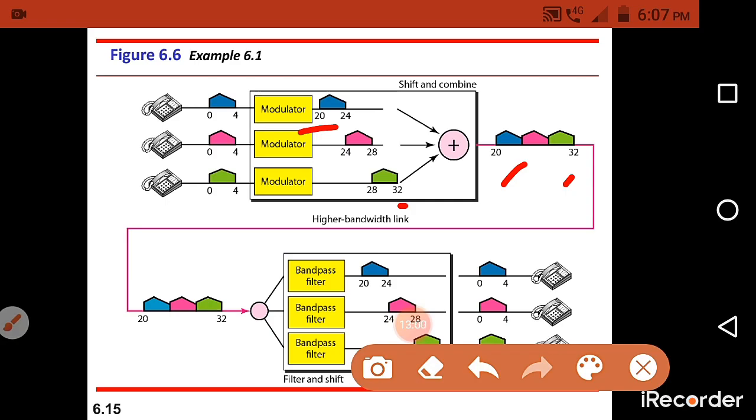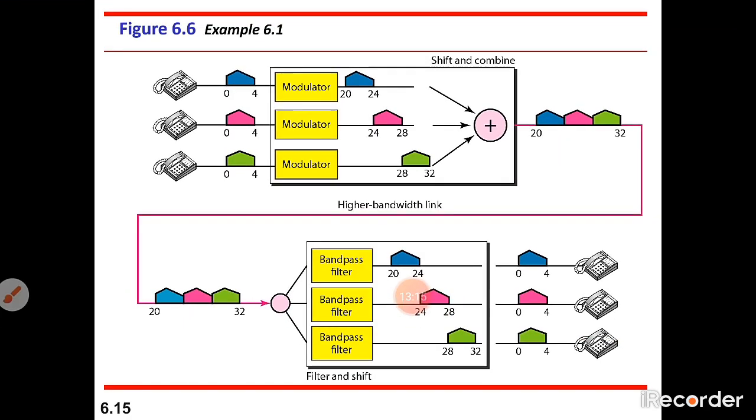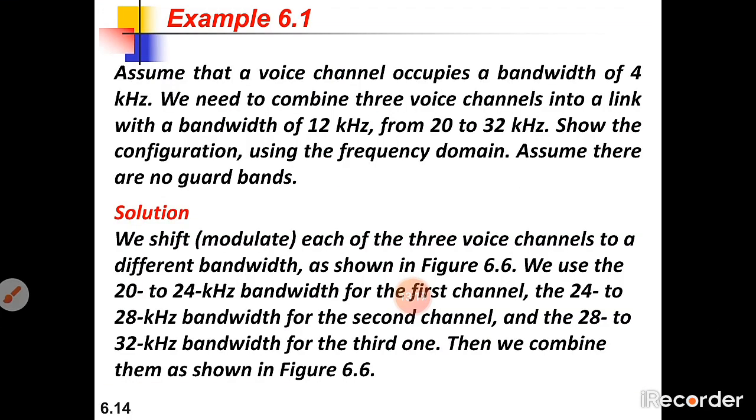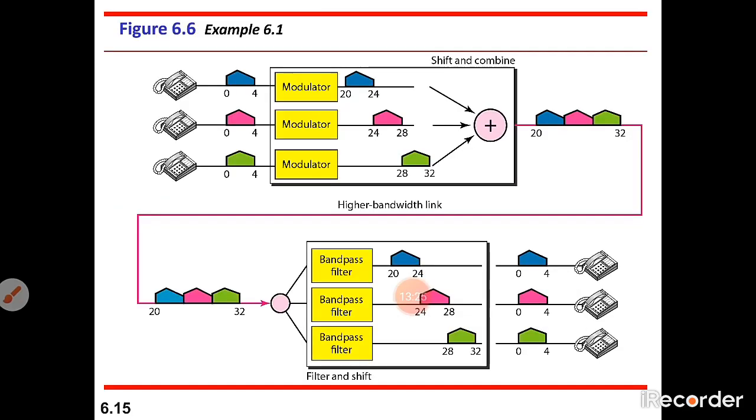Same thing to demultiplex: we first pass through the bandwidth filter, extract the modulated signal, and then demodulate those signals, and we will get the original signal which has a bandwidth of 4 hertz. So that is what the problem is here: we need to configure it using the frequency domain. This is the first example.